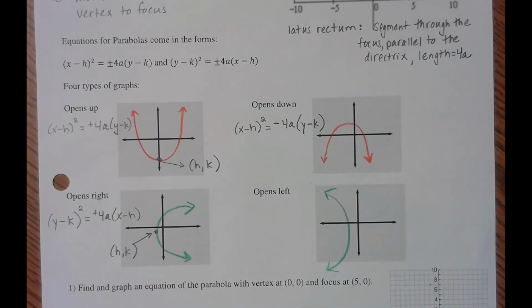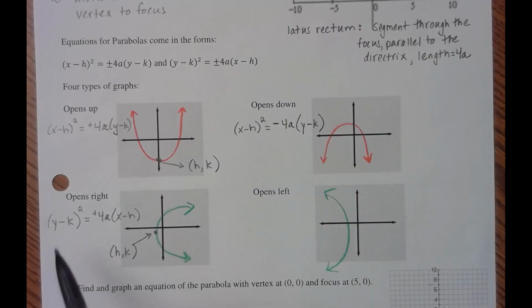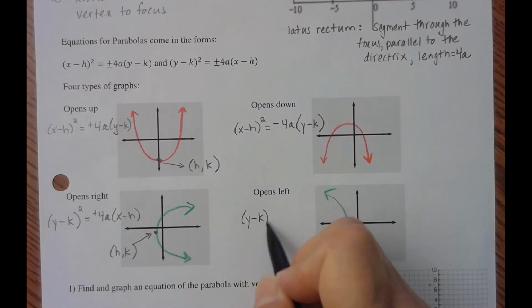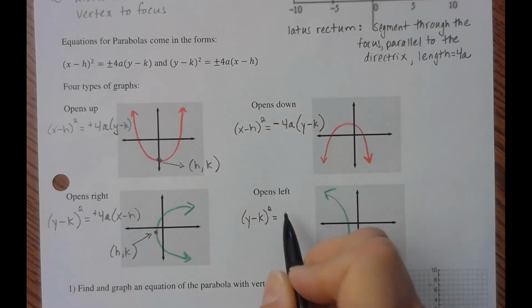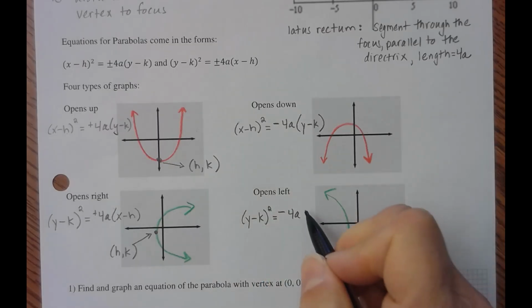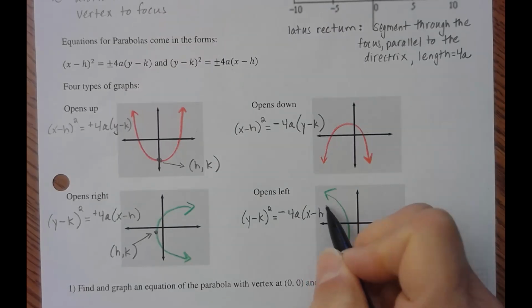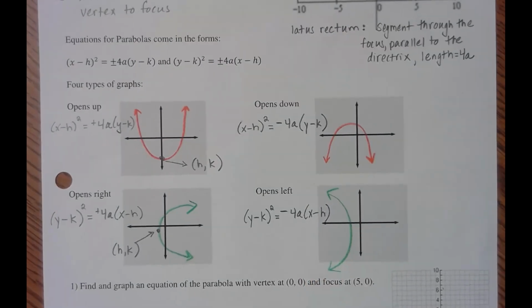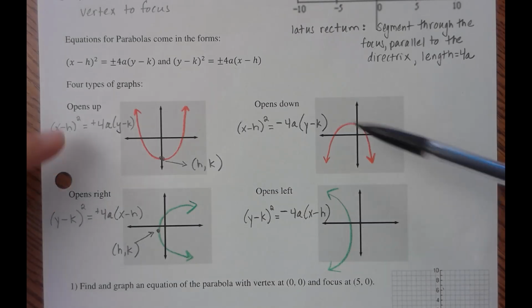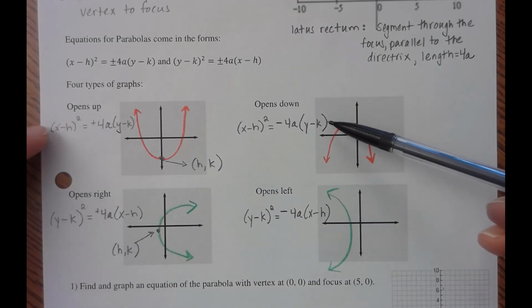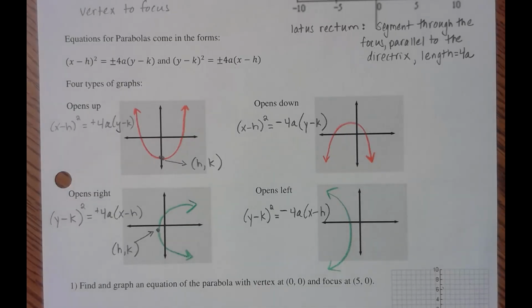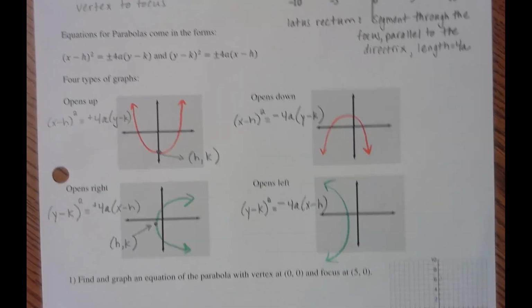If your parabola opens left, we're still going to start with y minus k squared. But this time, it'll be equal to negative 4a, just that reflection, times x minus h. So these are the four forms of our parabolas. So you'll need to figure out a way to remember which equation goes with which. Let's take a look at our first example.